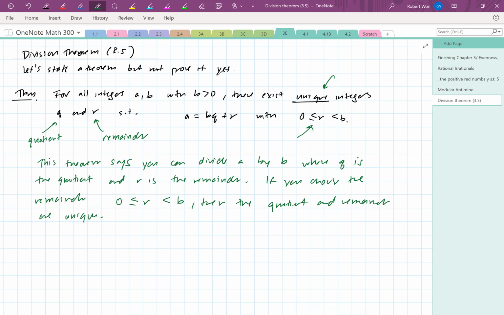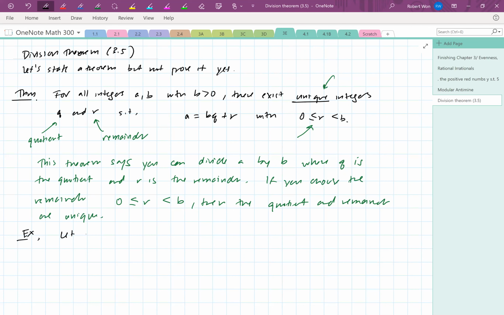A thing that I should note here is I'm assuming that b is positive, but a can be any integer. You're probably used to thinking about this particular process of dividing in elementary school with a and b both positive. But this holds for any a's, right? So let's just look at some examples.